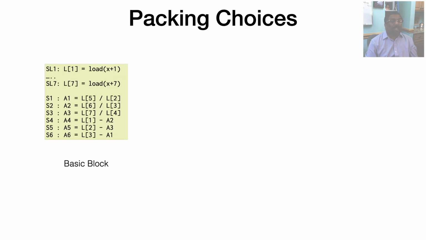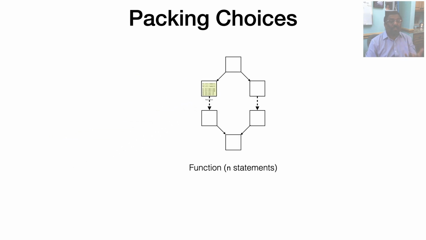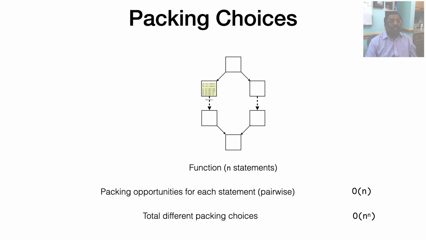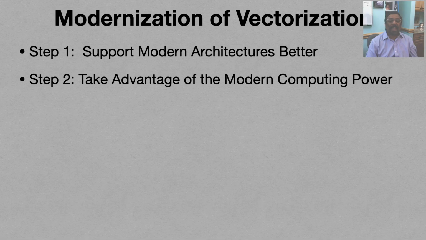So what you want to do is find these packings, and it's not simple because of course there are a lot of these statements in a basic function, and each statement has n other possibilities to pack it with. So basically all the different packing choices are n to the power n, and in fact this can be mapped into the optimal subset selection problem, which is known to be NP-hard. So now we have an NP-hard problem. What can we do? Can we take advantage of modern computing power and better algorithms to deal with that?